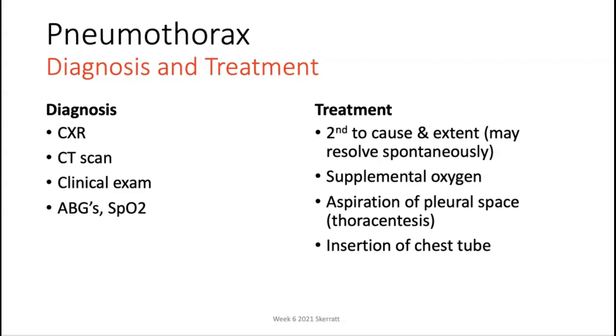If it's a small pneumothorax, it may respond or it may resolve spontaneously. Typically, patients will need supplemental oxygen, and the pleural space may be aspirated. So just as I've said, through a thoracentesis to remove the air, an insertion of a chest tube, or a needle insertion, if it's something that needs to be done very quickly, as with a tension pneumothorax.